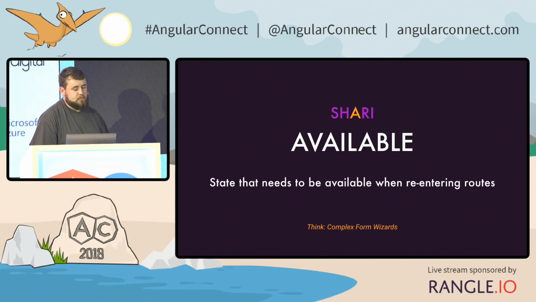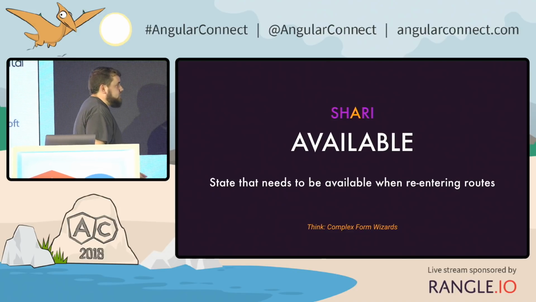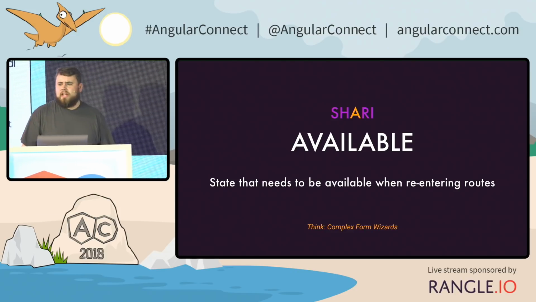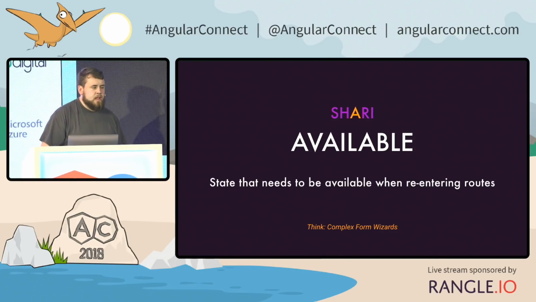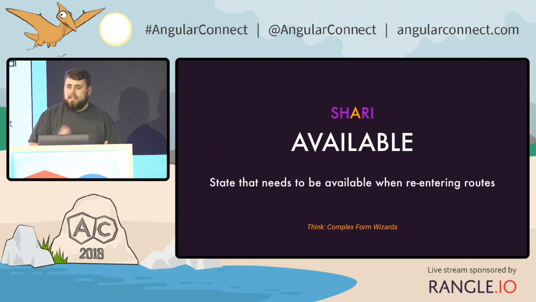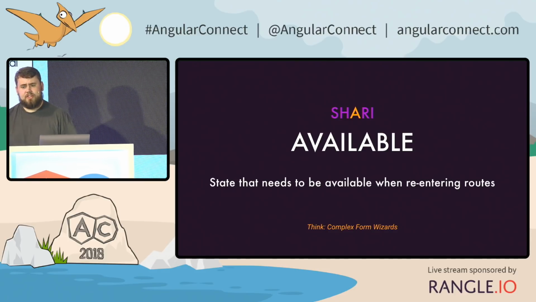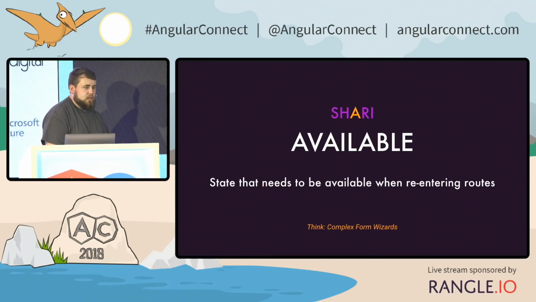The A stands for available, or any state that needs to be available when re-entering routes. Think about some of the complex form wizards that you've had to build as Angular developers. When a user is going through that form wizard, maybe they want to go back to the previous page or forward to their page and not lose any results. So you want to keep that state that they're building up across multiple routes in your application.